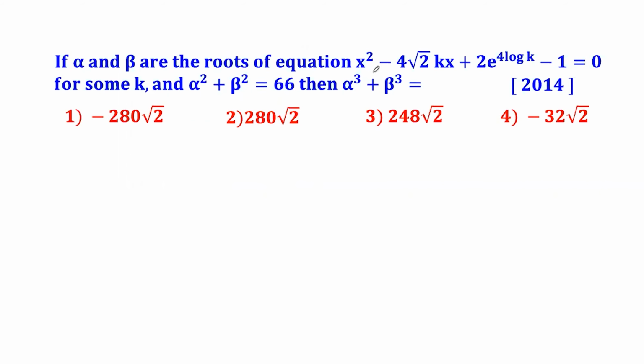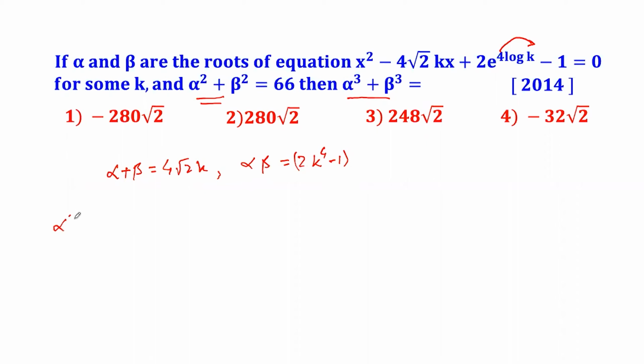Alpha and beta are the roots of the equation x square minus 4 root 2 kx, and log of this is given for some k, right? And alpha square plus beta square is 66. Then find alpha cube plus beta cube, right? See, first thing, we have to find the sum of the roots in this case. So alpha plus beta is 4 root 2 k. Alpha into beta, product will be 2 into k to the power 4 minus 1. This is the property of logarithm we are applying there, right?